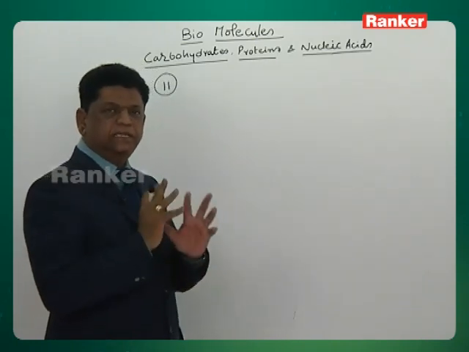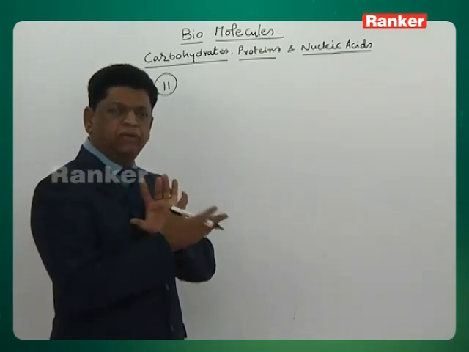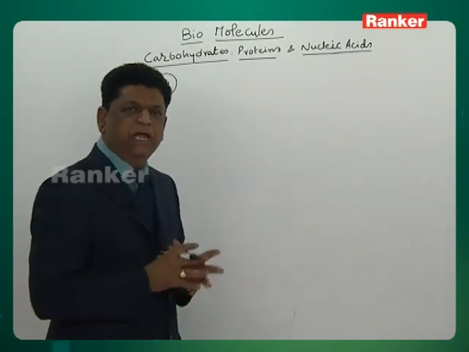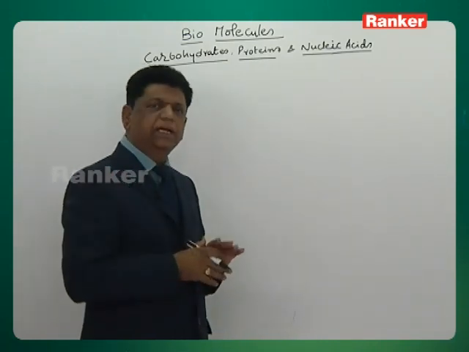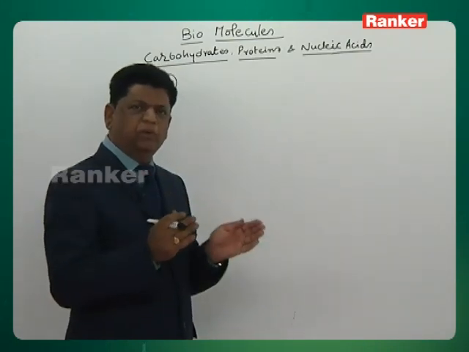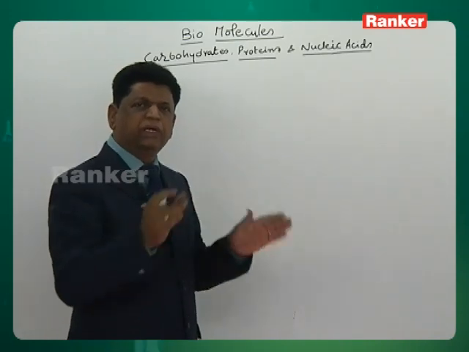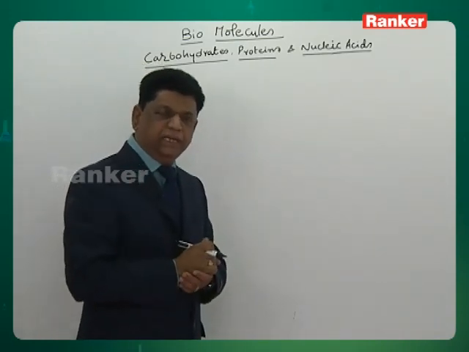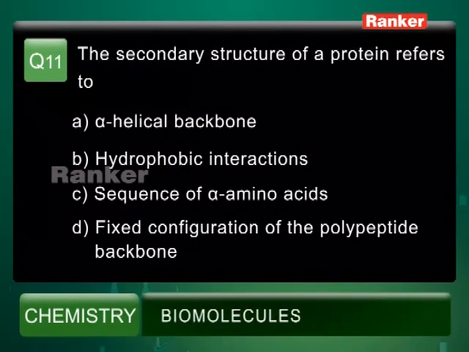secondary structure. These so many spirals will spin into a rope type of structure or a little more complicated structure, which is called a tertiary structure. And outside, huge bundles of this same molecule, one molecule only, it looks like outside, what structure comes is called the quaternary structure. But he is asking about the secondary structure. So, the alpha helical backbone, option B is hydrophobic interactions. Option C is a sequence of amino acids, that is the primary structure. Option D is fixed configuration of a peptide backbone.